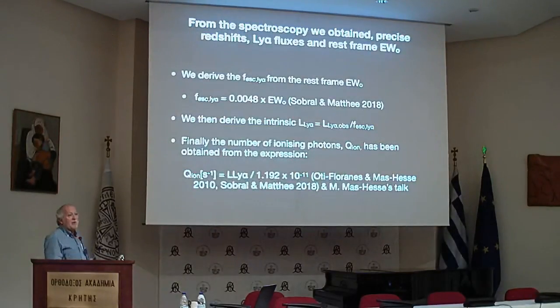From the spectroscopy that you've seen before, we derive essentially fluxes and equivalent widths, or luminosities. We derive an escape fraction of Lyman alpha from the equivalent width using an expression in a recent paper by Sobral and Matthee. Then, using the escape fraction of Lyman alpha, we compute the intrinsic Lyman alpha luminosity. And finally, we measure the number of ionizing photons using that expression, where the constant contains everything to give you the right units. And this was given by Miguel Mas in his talk.